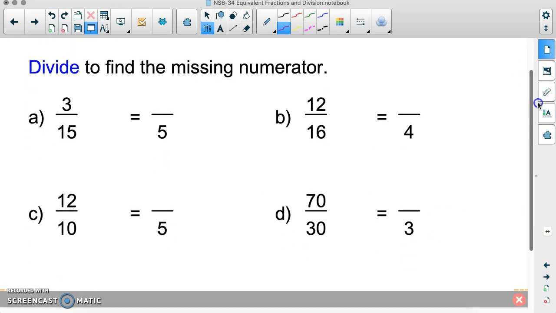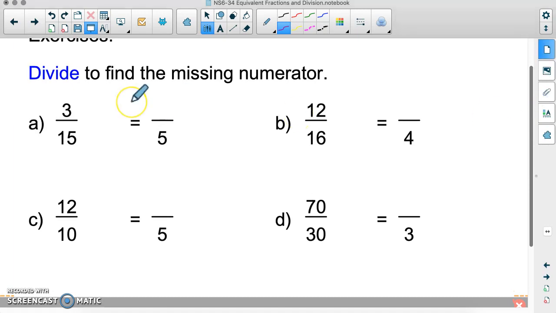Now, here are some exercises for you to do on your whiteboard. You're going to divide to find the missing numerator. Let's do A together. So think of it in terms of 15 divided by what is going to give me 5? Well, 15 divided by 3 is going to give you 5. We can check this by thinking in terms of multiplication and turning it around. We know that 5 times 3 is equal to 15. So that's how we know we're right.